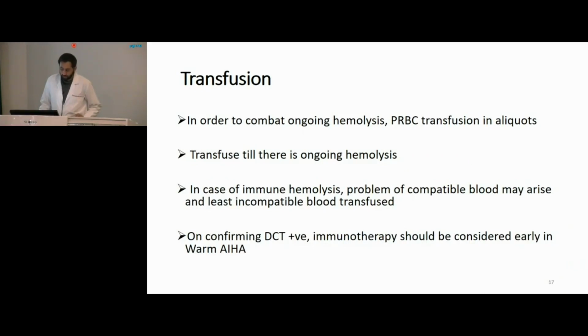Transfusion should be continued till there is no ongoing hemolysis. In case of an immune hemolysis, the problem of compatible blood may arise and least incompatible blood should be transfused. Once DCT is positive, immunotherapy should be considered early in case of a warm type of autoimmune hemolytic anemia.